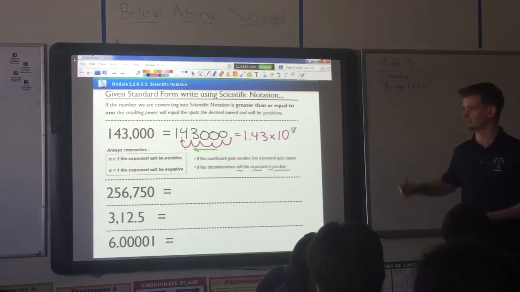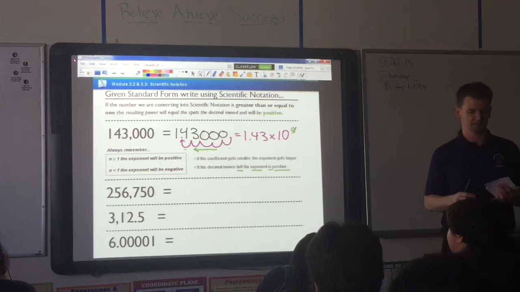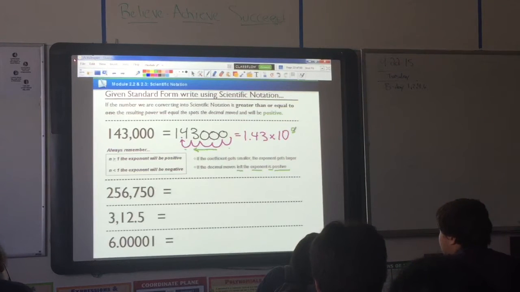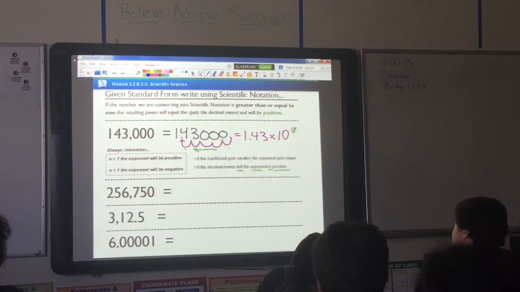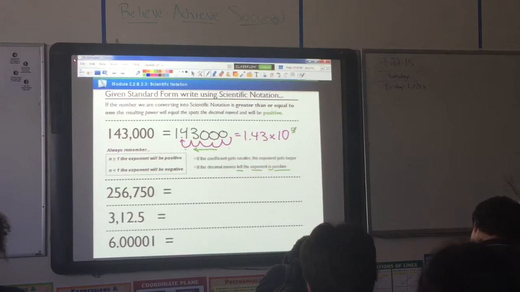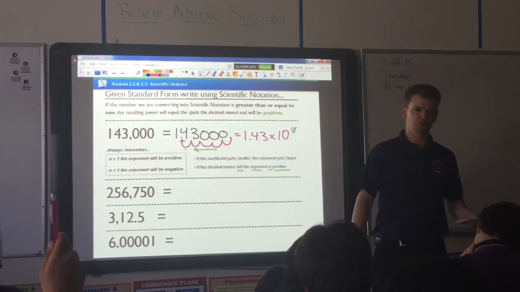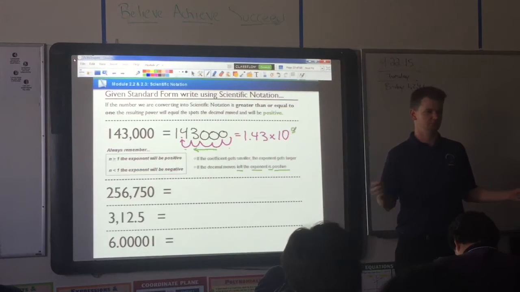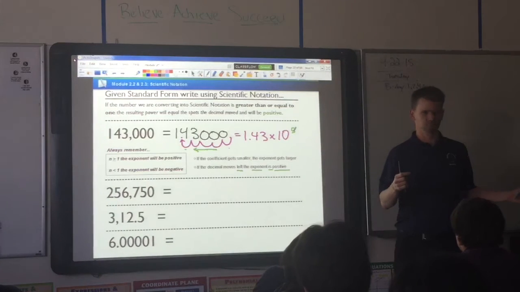1.43 times 10 to the 5th is 142,000 expressed in scientific notation. And the reason that makes sense is because if we did 10 to the 5th power, anybody know what 10 to the 5th power is, just off the top of their heads? Flash, what is it? Anybody? What is it? 10 to the 5th power?